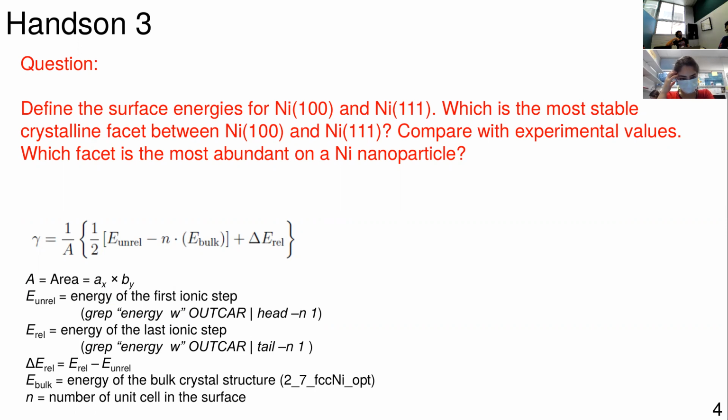And the nickel 111 is which? No, I mean, now I'm asking about the experimental value for the surface energy of nickel. Okay, so that is the value. Does any of you have it? No. Doesn't matter, I have it.